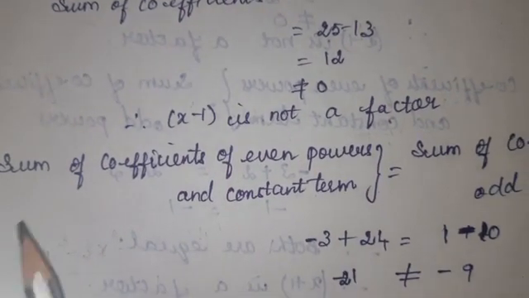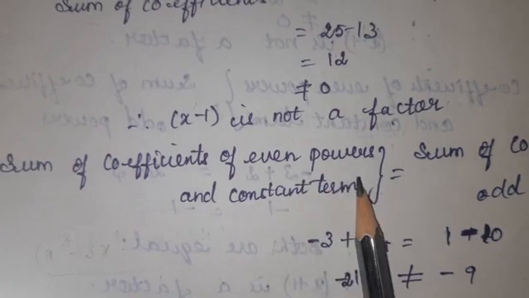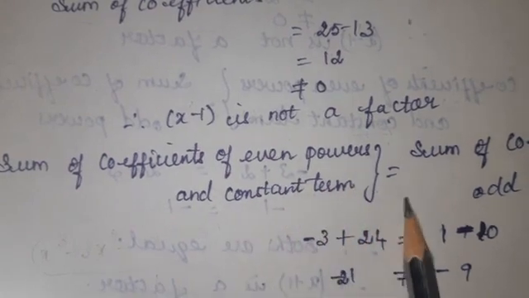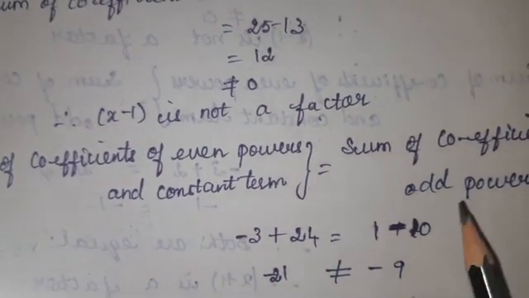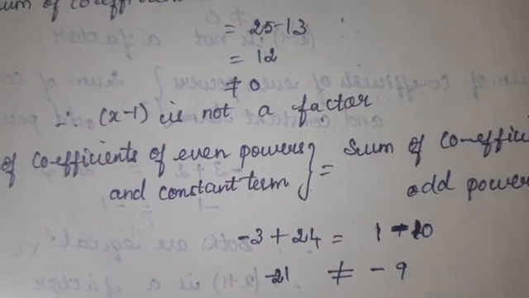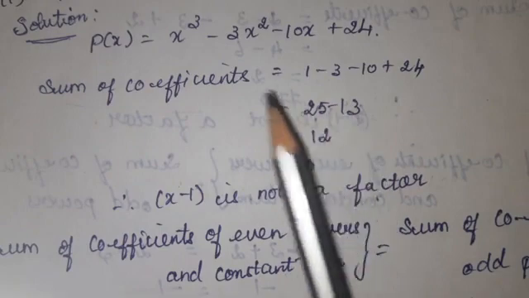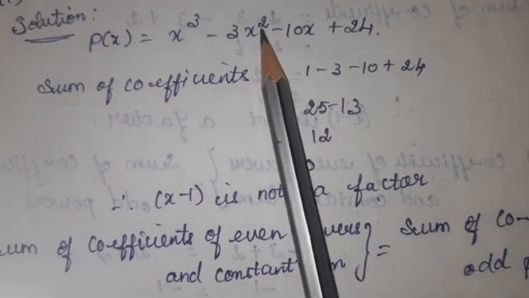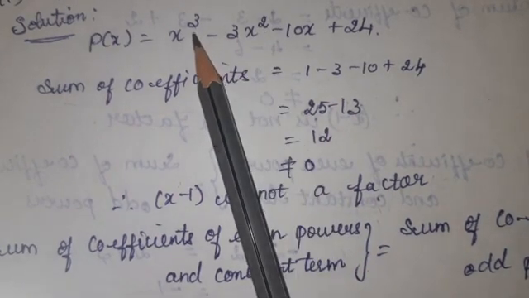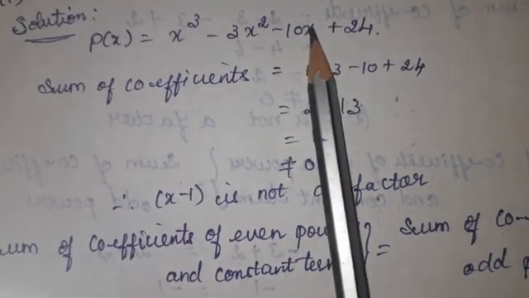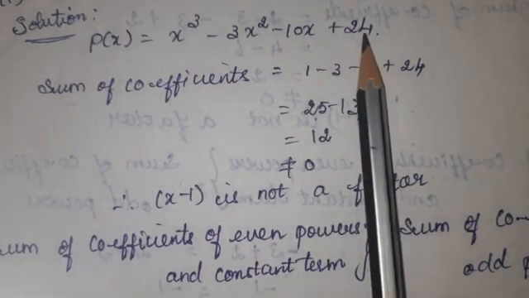What is that condition? The sum of the coefficients of even powers and the constant term is equal to the sum of the coefficients of odd powers. So here, see, what is an even power? This power is 2, it is even. This power is 3, it is odd. Next, this power is 1, it is odd. And here is the constant term.